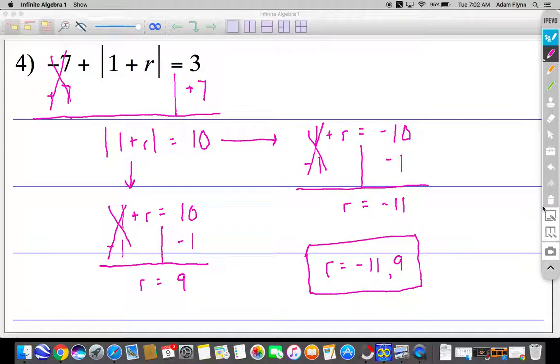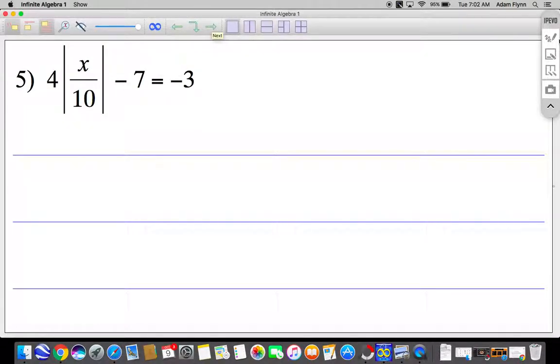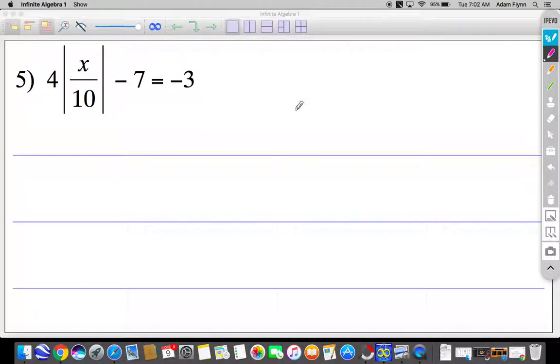Pause the video if you need more time. Okay, number 5. So for number 5, we have to take care of this 4. We also have to take care of this negative 7. So what I'm going to do first, I'll take care of whatever is being added or subtracted first. Always, always. So I'll add 7 to both sides. Negative 7 plus 7 cancels.